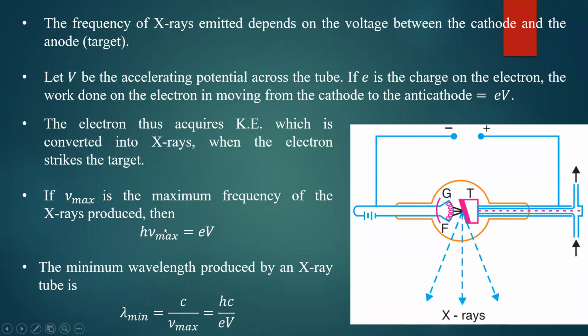If the entire kinetic energy of the electron is converted into electromagnetic radiation, that is X-ray, and h nu max equals eV, you can find out the minimum wavelength.